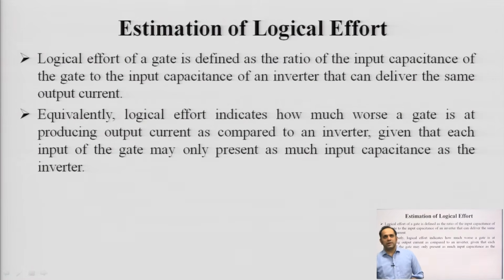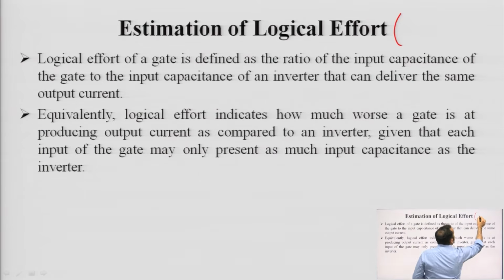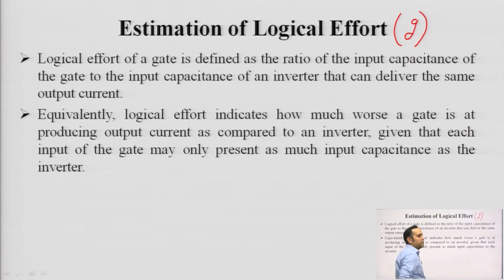Now, we move forward and look at how to estimate the logical effort. This is what symbol G is all about. It is represented by symbol G and it is the logical effort. It is defined as the ratio of the input capacitance of the gate which is driving further loads, so the input capacitance of the driving gate, divided by the input capacitance of that inverter which produces the same output current as the driving gate.